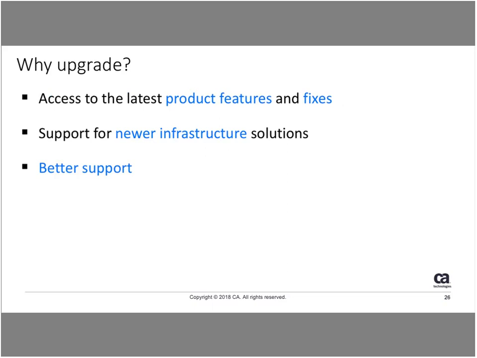All right. So let's talk about what type of upgrade path we have today. Why upgrade? It sounds like a simple enough question, but this is a question I'm asked all day. First of all, you get access to the latest product features and fixes. While we do fix some of our older product lines, depending on whether it's a critical fix or security, the latest product features will always be on the latest version.